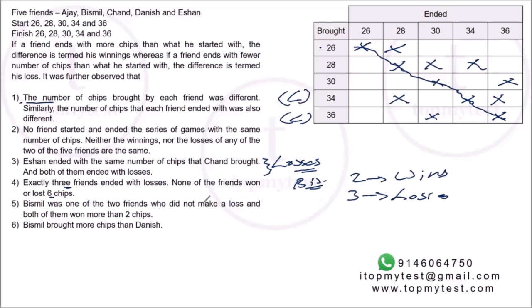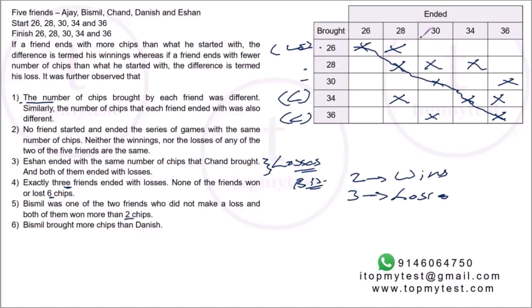Bismil is one of the 2 friends who did not make a loss, and both of them won more than 2 chips, right? So that is the case. Now, two of these 3 will make a win and one of them will make a loss. Now we know 26 definitely makes a profit. 26 definitely will be winning, right? Because the values available are all above him. 28 can make a loss, can make a win. 30, depending on whether he ends up with 34 or 26 or 28, will be making a profit or a loss, right? So let's start with 26.